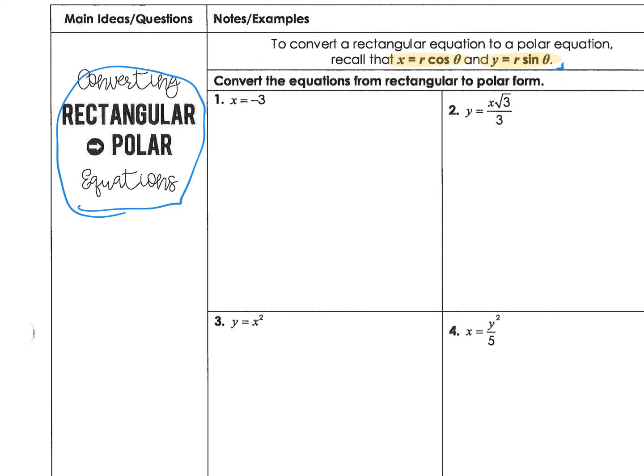x equals r cosine theta and y equals r sine theta. So everywhere we have an x, we can put in r cosine theta, and everywhere we have a y, we can put in r sine theta. And then we solve. So we're going to sub in and solve for r. That's really the instructions. What do we sub in? Those guys.